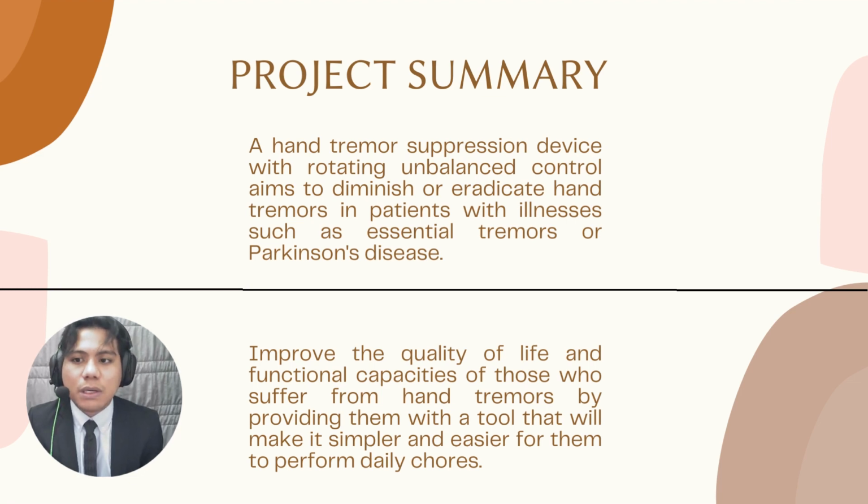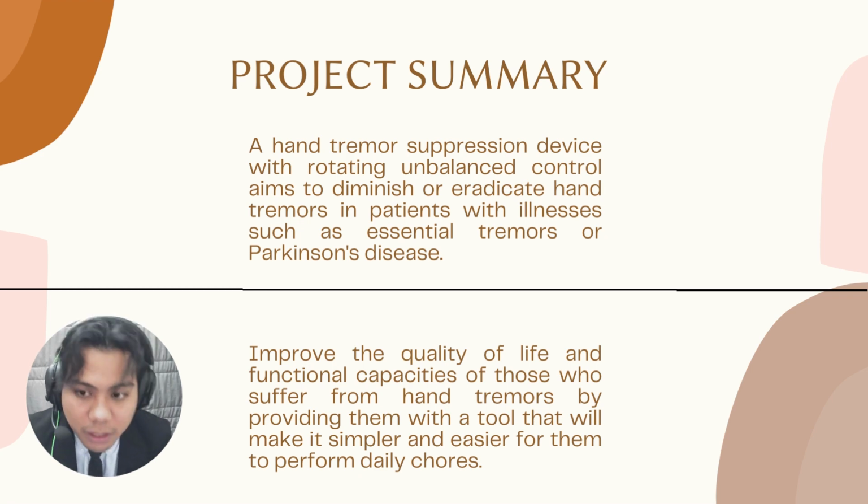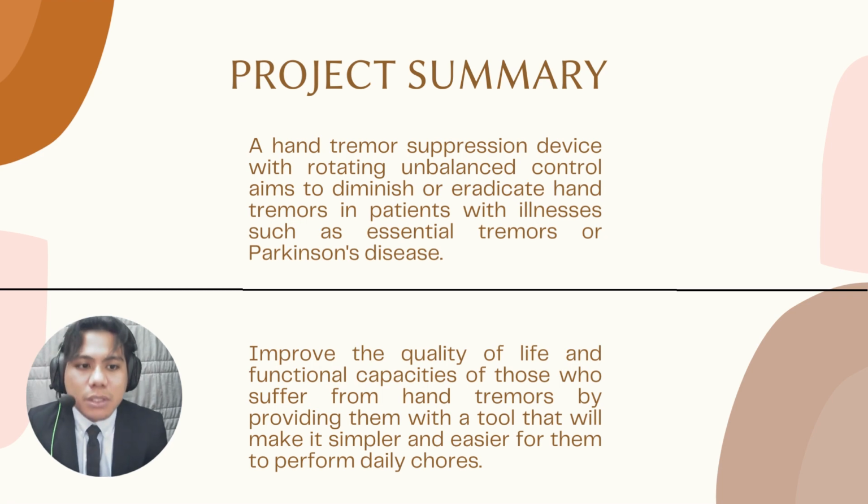Firstly, I would like to talk about the project summary of this project. Basically, a hand tremor suppression device with rotating unbalanced control aims to diminish or eradicate hand tremors in patients with illness such as essential tremors or Parkinson's disease. The device aims to improve the quality of life and functional capacities of those who suffer from hand tremors by providing them with a tool that will make it simpler and easier for them to perform daily chores.